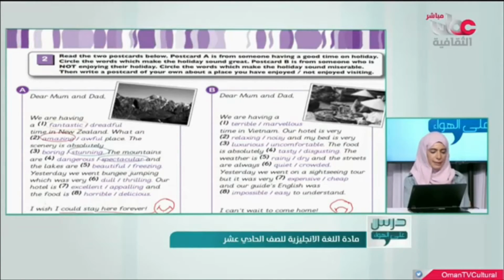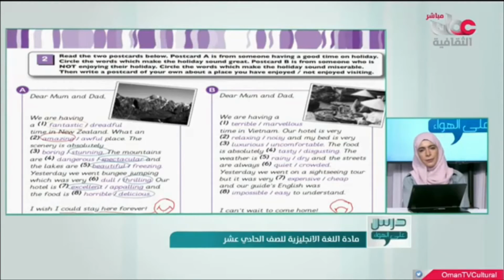That lets me say I could stay here forever because I like it. So the texts are beautiful or freezing. Of course, beautiful is the more positive adjective. Then we have dull and thrilling. Which one is more positive? Of course, thrilling, which means interesting. Excellent and appalling. Excellent is the best choice. Then number 8, we have horrible and delicious. It is good to describe a place saying that something is good. We will not say horrible at all. We will say delicious.